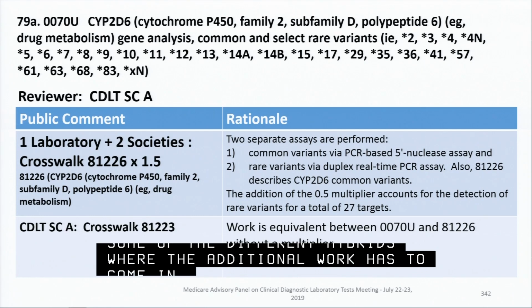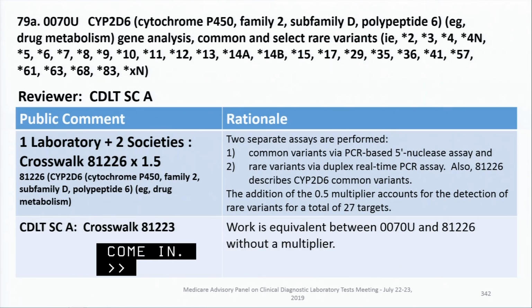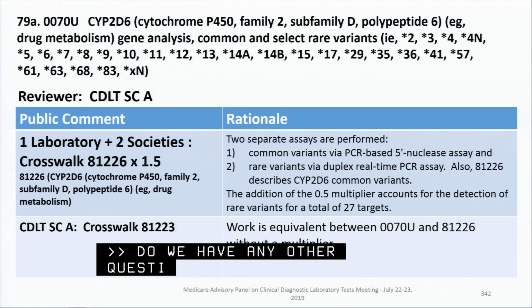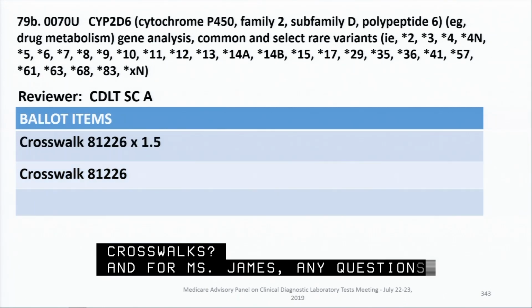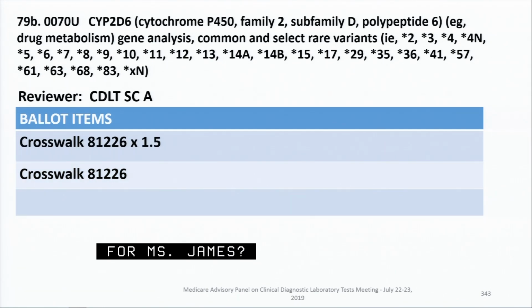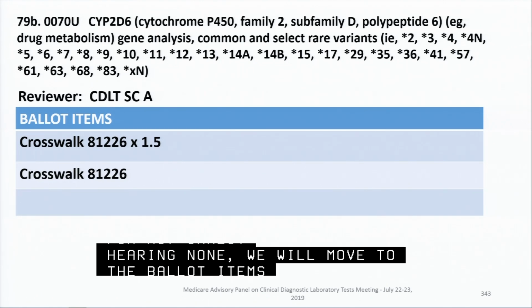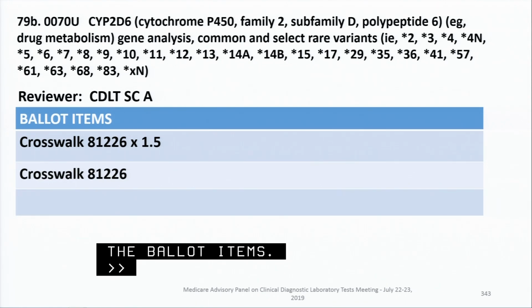Do we have any other questions regarding the crosswalks? And for Ms. James, any questions from the folks on the phone having heard her responses? Hearing none, we're going to move to the ballot items slide. So for 0070U, it should be 81226 times 1.5 or 81226 or gap fill.